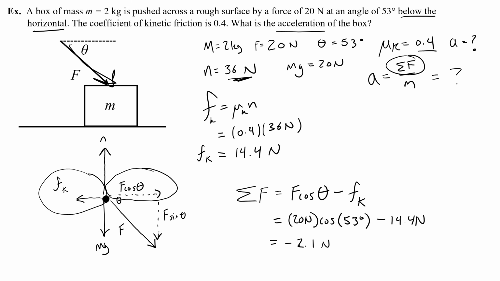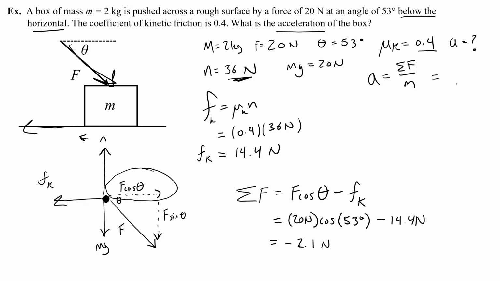What does that mean? Well, that actually means that friction, being 14 newtons, is bigger than F cosine theta. So as you're pushing against the block, the acceleration is actually backwards. Friction is bigger than your push, which just means that the box is going to slow down.